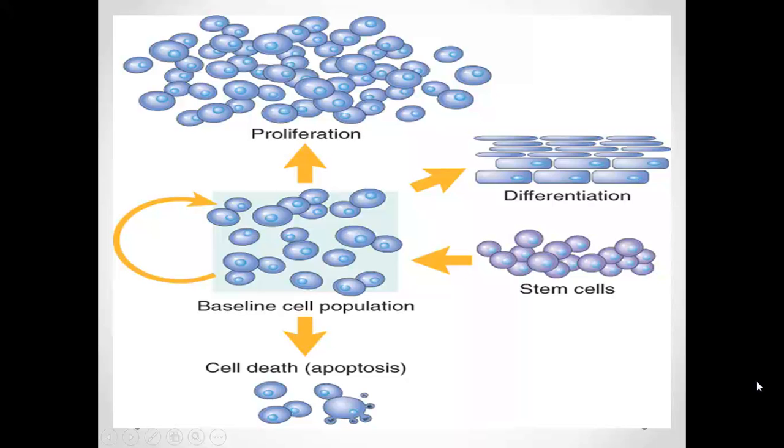Stem cells are present in the base of the epithelium. This is a squamous epithelium. Stem cells are here in the basal layer between basal cells. When they proliferate, they form the basal cell population. Again, they proliferate, some going back to stem cells, and others differentiate into squamous epithelium.